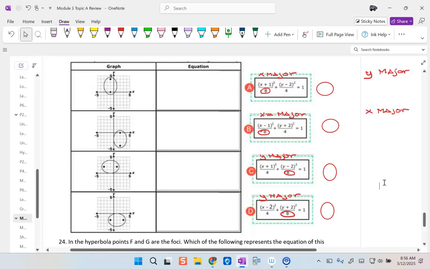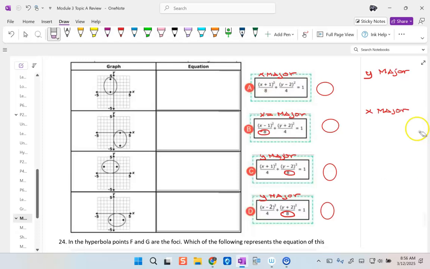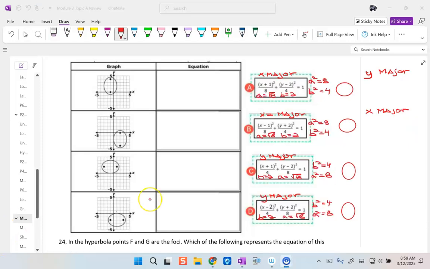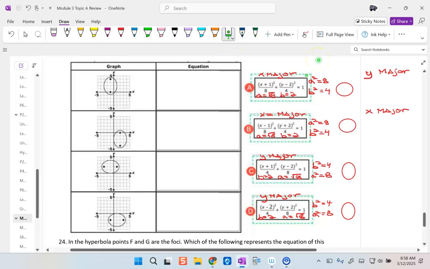Okay. All right, now when we're looking at these, we can figure out what A and B are. So I've gone through and I've just listed what the A squared and the B squared are, and then what the A value and the B value are for each one of these.